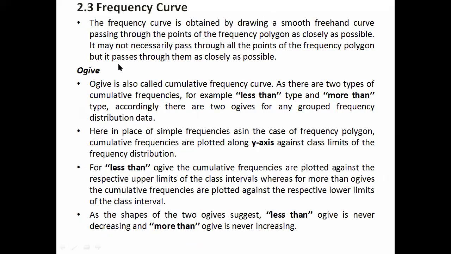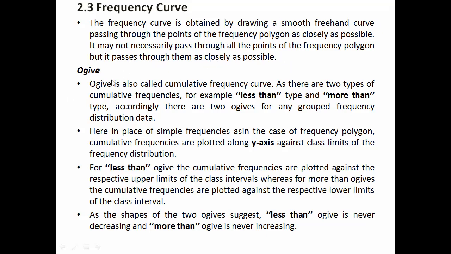So the third one, the frequency curve. The frequency curve is obtained by drawing a smooth freehand curve. Freehand, remember, right? Here we need not join the points together. A freehand curve passing through the points of the frequency polygon as closely as possible, right? It may not be necessary to pass through all the points of the frequency polygon, but it passes through them as closely as possible.